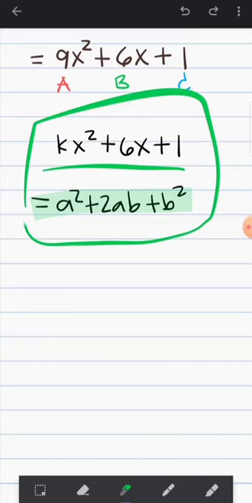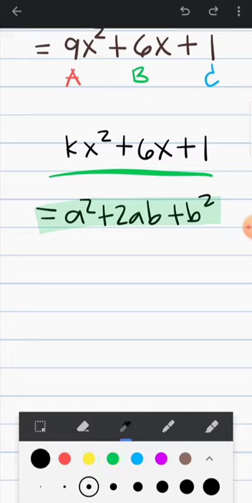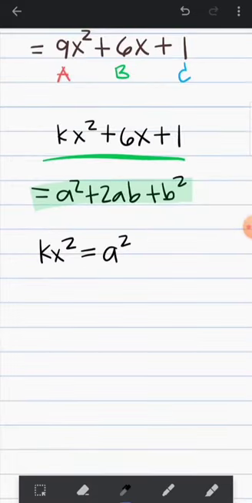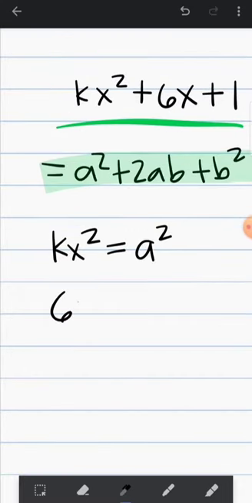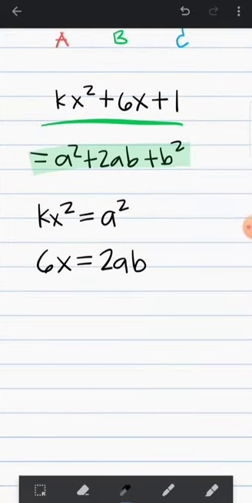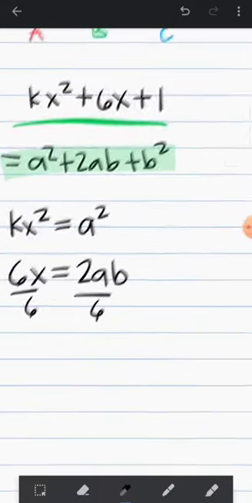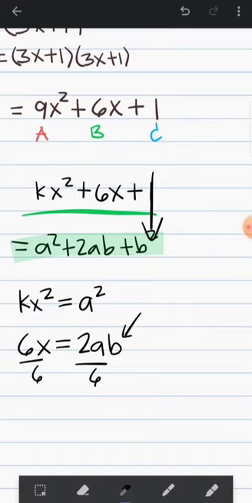Now that these two should be equal, we can equate both terms term by term. So how is that? It will become kx squared is equal to a squared. While 2ab, this term here, 6x will become 2ab. Now, if we divide both sides by 6, and then we know that, what's b? Our b squared is equal to 1, right? Here.